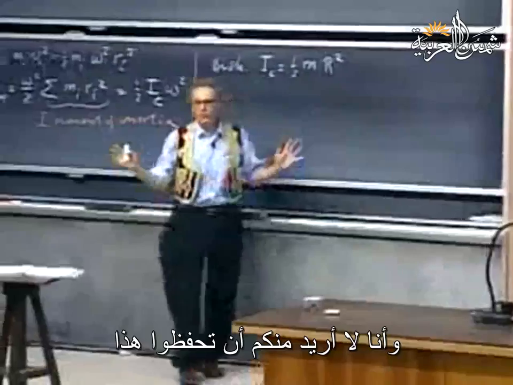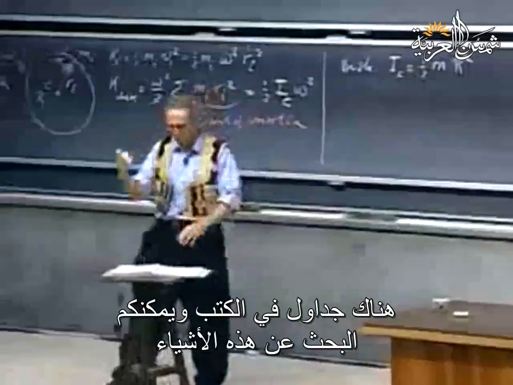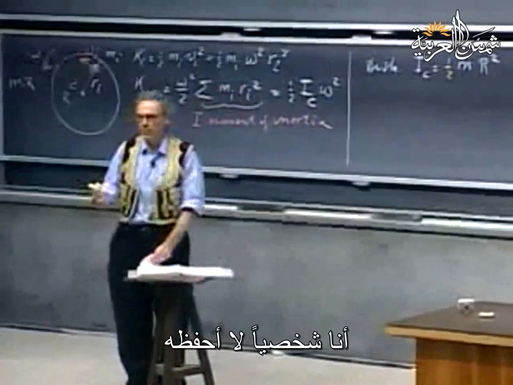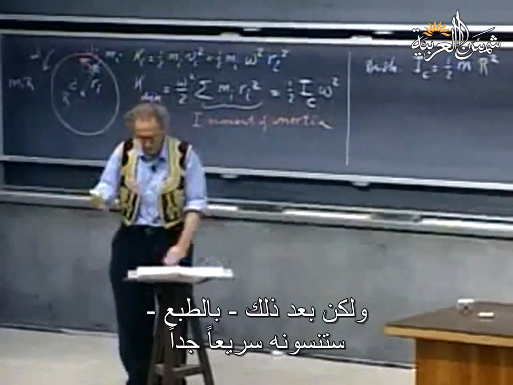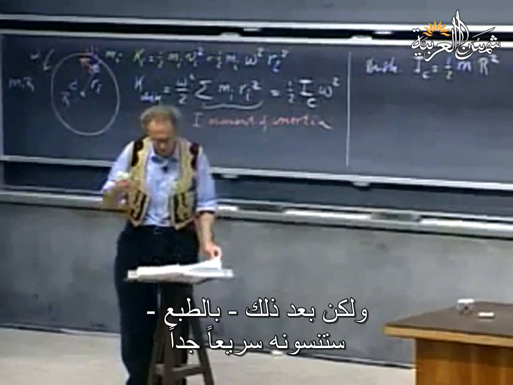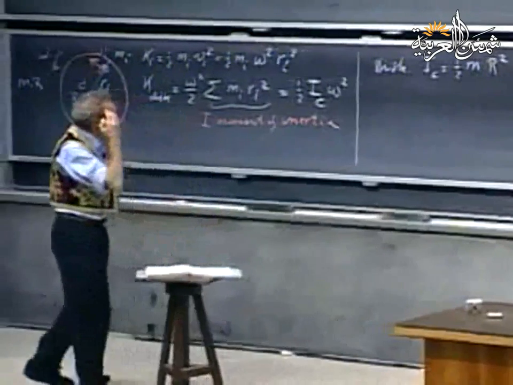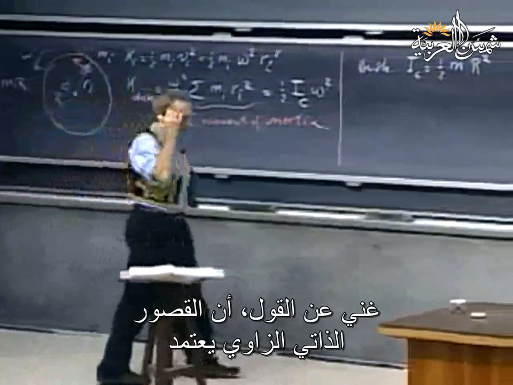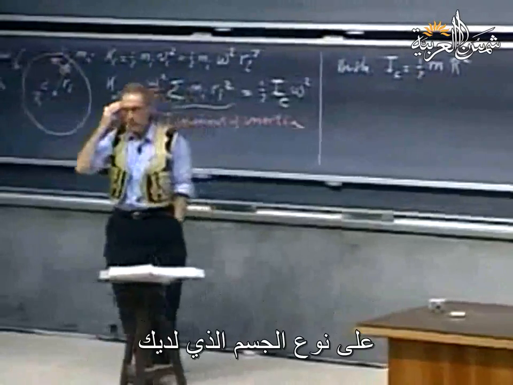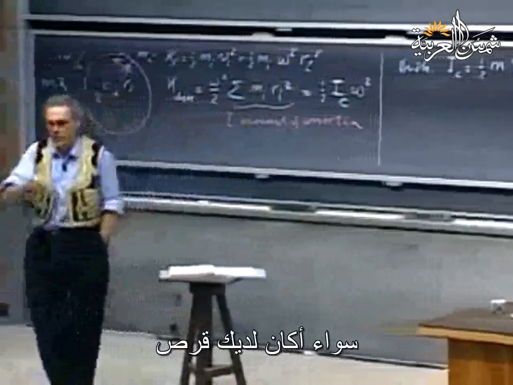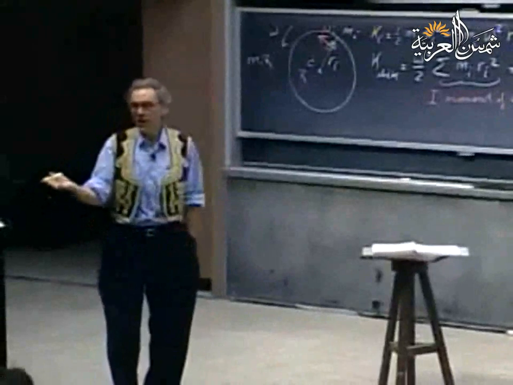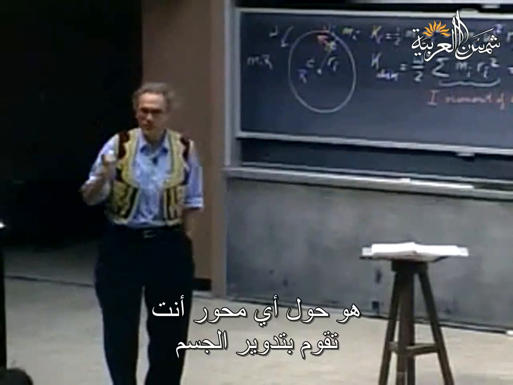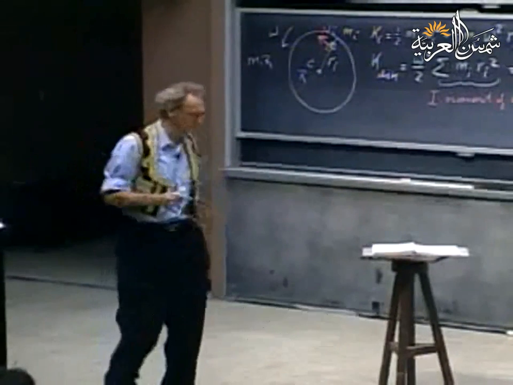And I don't even want you to remember this. There are tables in books and you look these things up. I don't remember that. I may remember it for one day, but then obviously you forget that very quickly again. Needless to say that the moment of inertia depends on what kind of object you have. Whether you have a disk or whether you have a sphere or whether you have a rod makes all the difference. And what also makes a difference is about which axis you rotate the object.